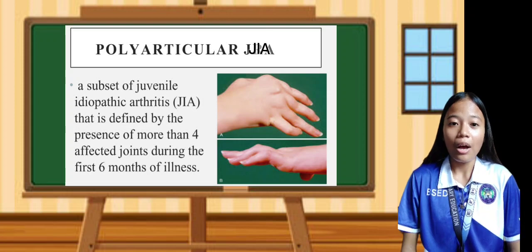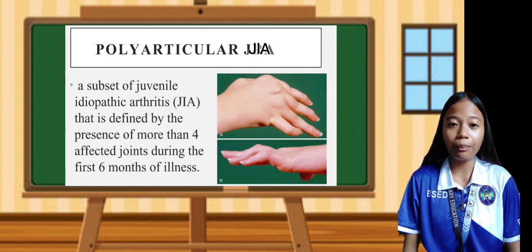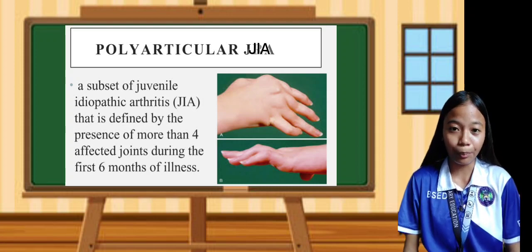The next one is polyarticular JIA. Polyarticular JIA is an autoimmune disease. This means that the body's immune system, which normally attacks germs, mistakenly attacks the joints. This causes inflammation in the joints and other problems.